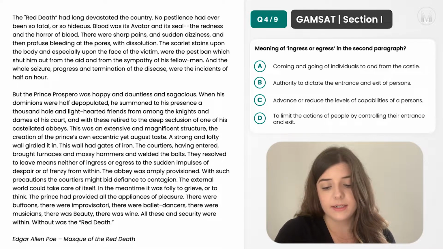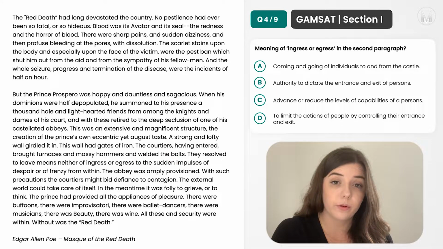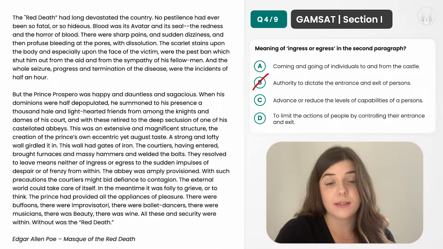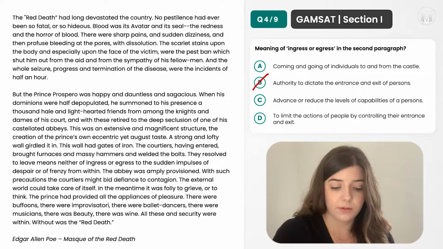B, authority to dictate the entrance and exit of persons. So it seems as though we're welding the bolt shut and we're just actually forming a wall. There's not a sense that there's going to be authority or security actually monitoring who gets in or out. They're simply leaving everyone outside of the walls to stay outside. So we can rule out option B. Option C, advance or reduce the levels of capabilities of a person. So this isn't to reduce the level of capabilities of a person, this is just simply to keep people from entering the abbey. So we can rule out option C.